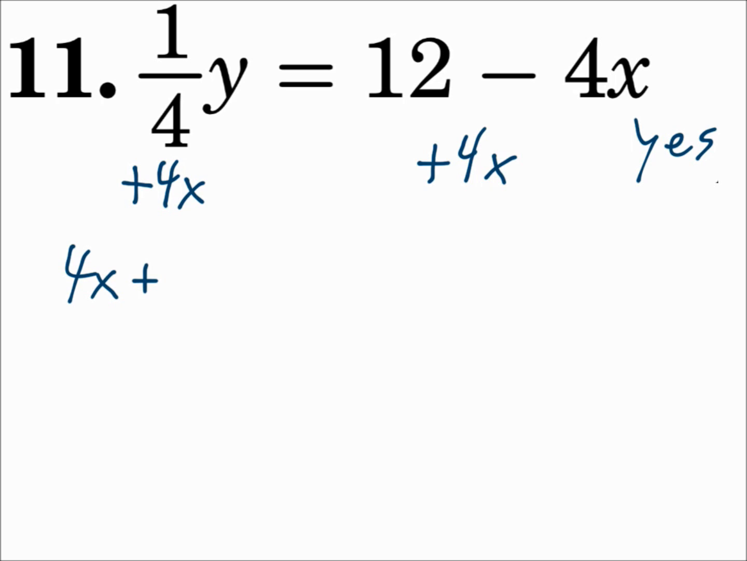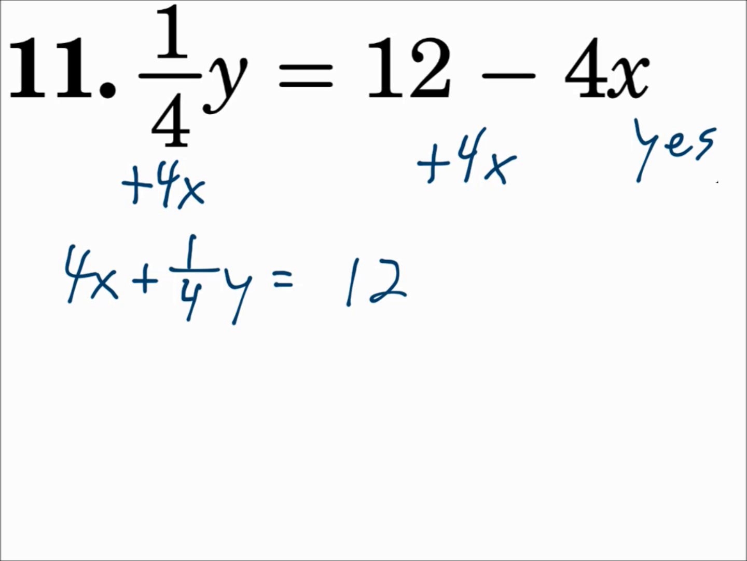On the left we have 4x plus 1/4 y. I wrote it that way because I know I want the x's first. 1/4 y plus 4x is the same as 4x plus 1/4 y. You're just moving it around the addition sign. On the right, you have 12. Everything's in the right place now, but I don't want any fractions.